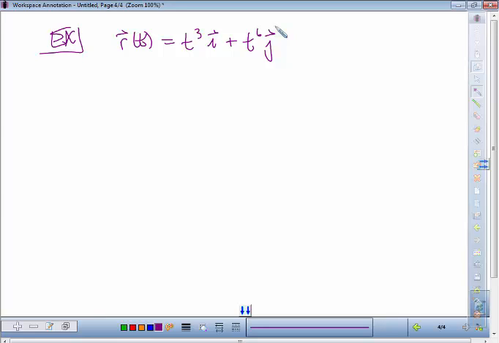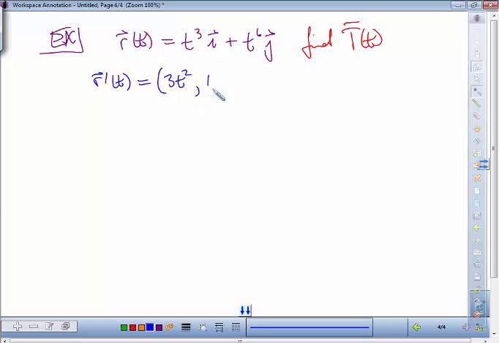All right, let's find a unit tangent. To find a unit tangent, we need to find the tangent vector, the velocity vector, by taking the derivative. So step 1, find just the regular derivative. And now I'm going to switch notations on you and say this is (3t squared, 6t to the 5th). Did I do my derivatives right? Yeah, looks good. So this is our first step.